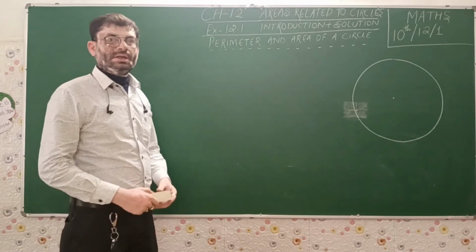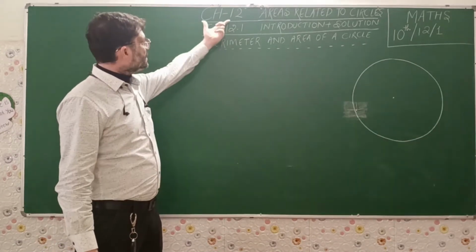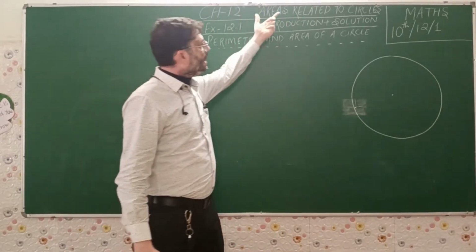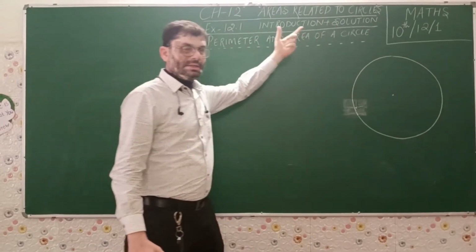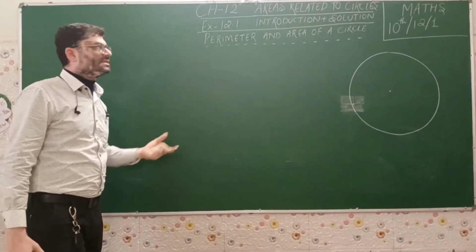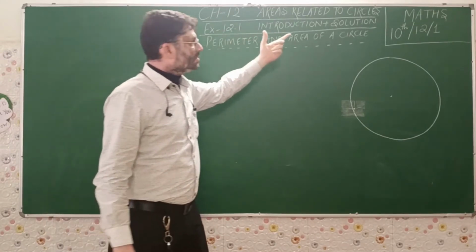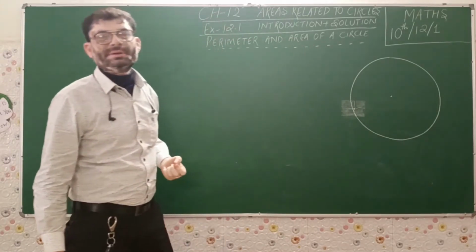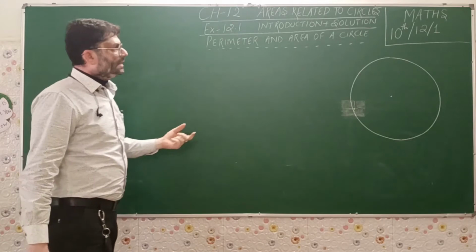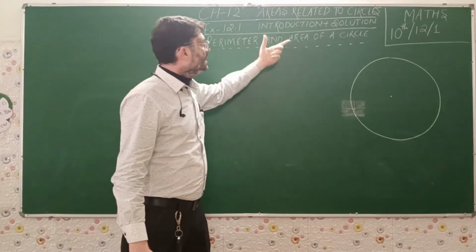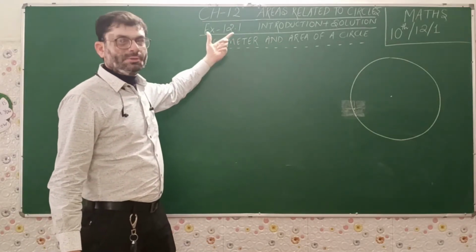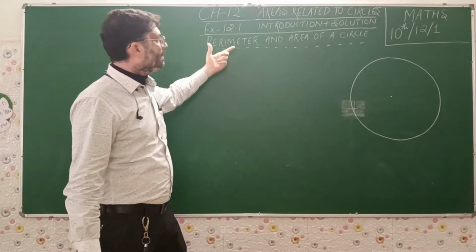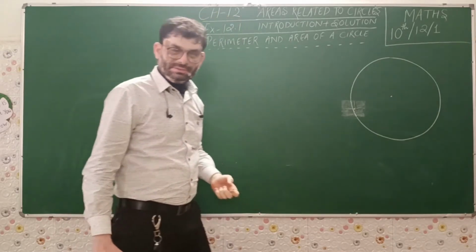In this session, we will study chapter number 12, areas related to circles, from the NCERT textbook. We will be dealing with the introduction and the solution for exercise 12.1, where we will be dealing with the perimeter and area of a circle.